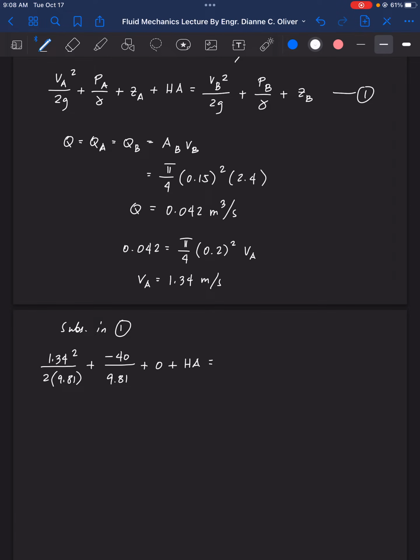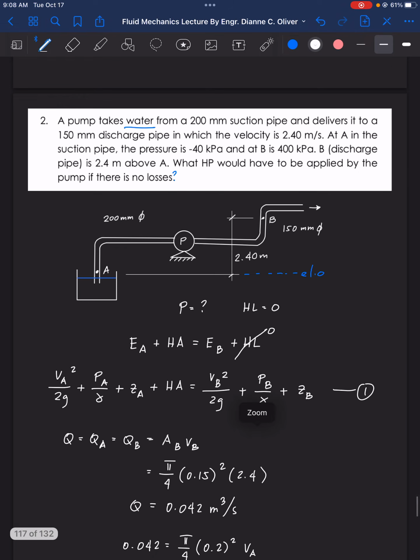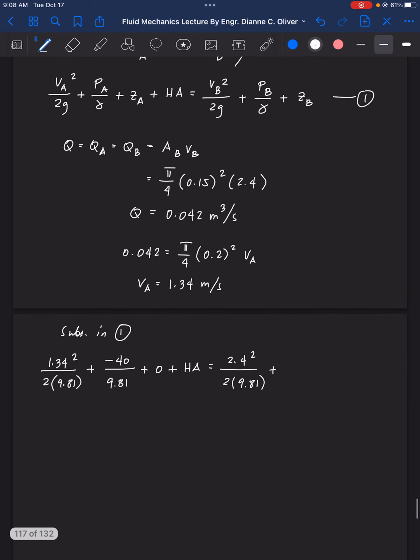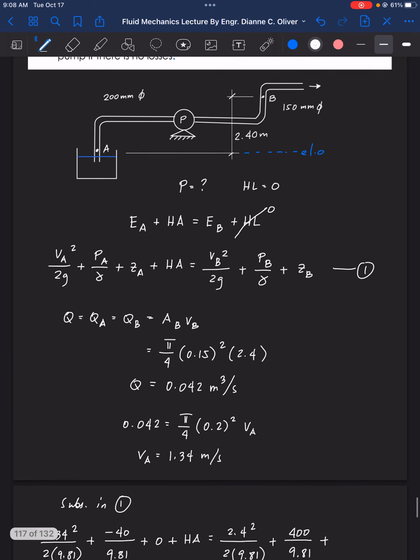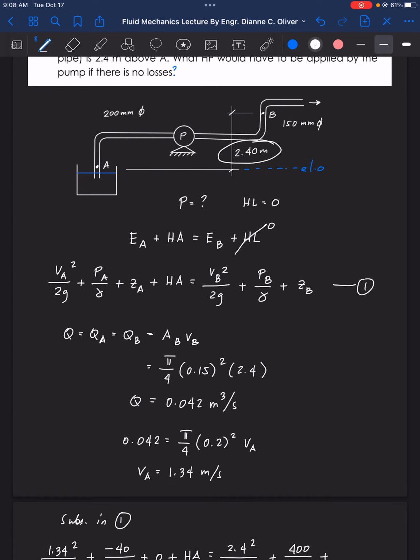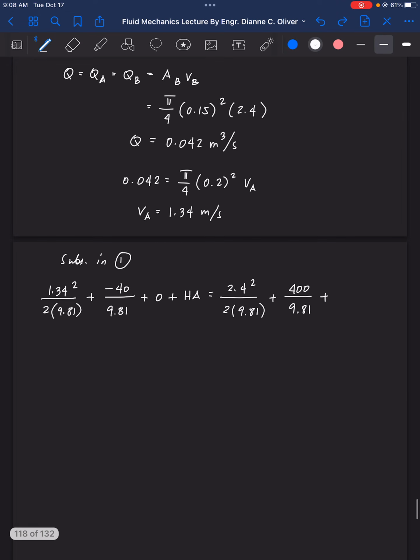The velocity at B is 2.4 squared over 2 times gravity, plus the pressure, that is 400 kilopascal over 9.81, plus the elevation of B, that is 2.4 meters. So what's now the value of HA?